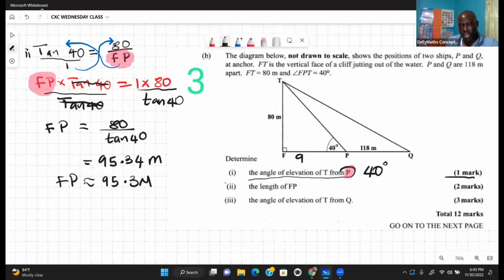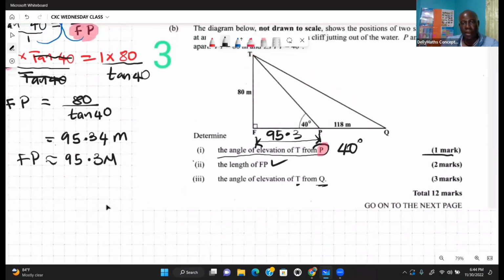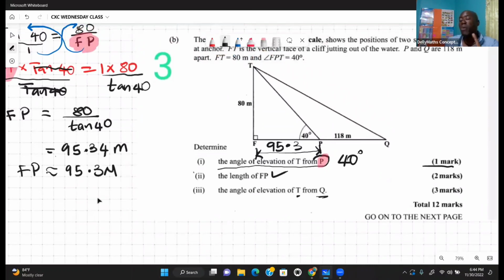Hold on, 95.3. Now the next part would determine the angle of elevation of T from Q. Okay, I need to look at the diagram. Angle of elevation of T, but from Q.